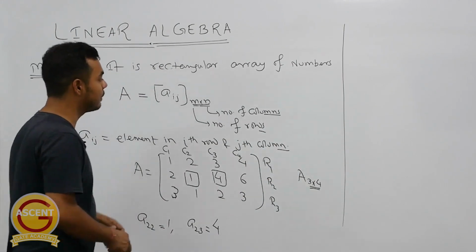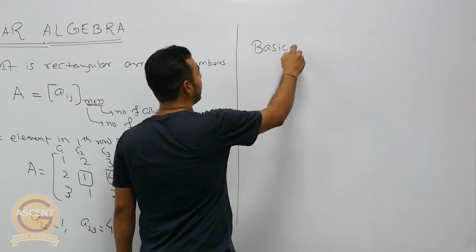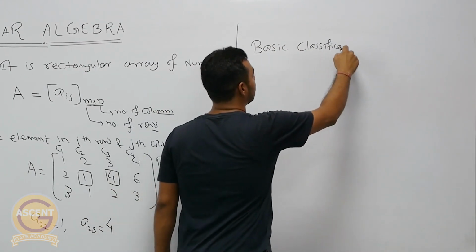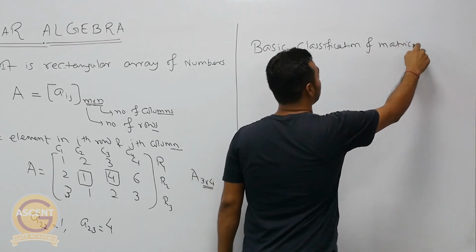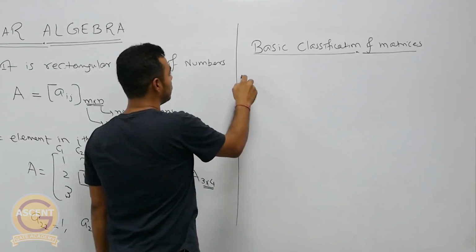Now next is classification of matrices. So basically we are going to see 10 basic types of matrices. So the next heading is basic classification of matrices. Now the first few types of matrices are very simple, so I will simply introduce the definition of those matrices.